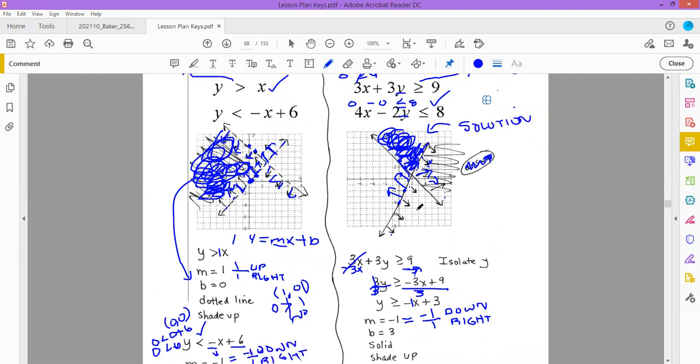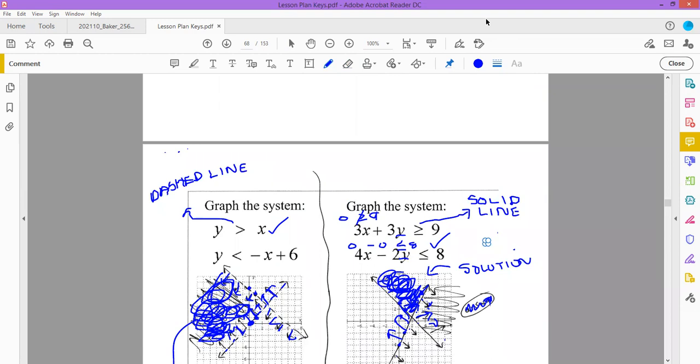All right, that's the last example from this section. We're going to stop here.